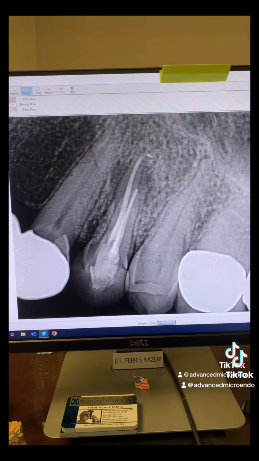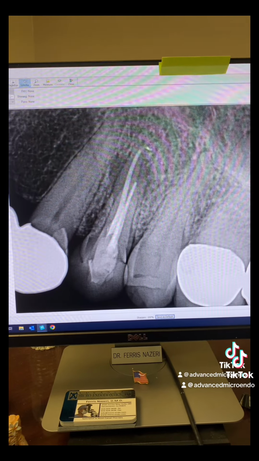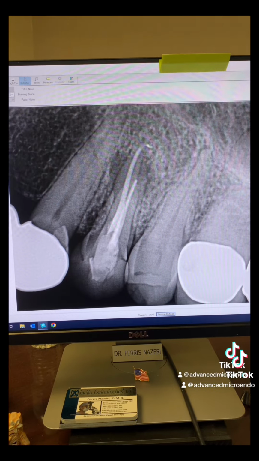You can't just make a diagnosis just so casually. It involves a lot of different steps.